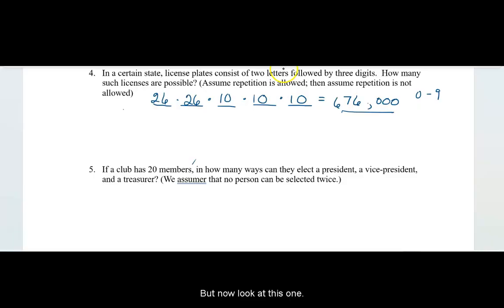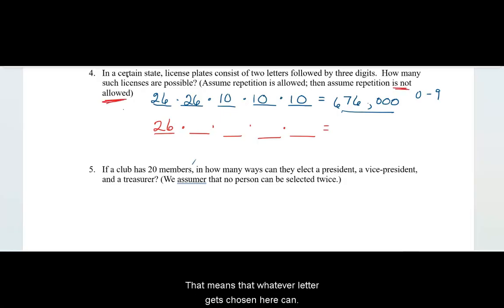But now look at this one. Now let's assume repetition is not allowed. Same dashes because we still have 2 letters followed by 3 digits. 26 letters to choose from, but here's the key. Repetition is not allowed. That means that whatever letter gets chosen here cannot be chosen here. That means that I only have 25 letters to choose from now. That's the difference. When repetition is allowed, you can keep repeating it. When repetition is not allowed, you're going to lose a number each time, or letter.